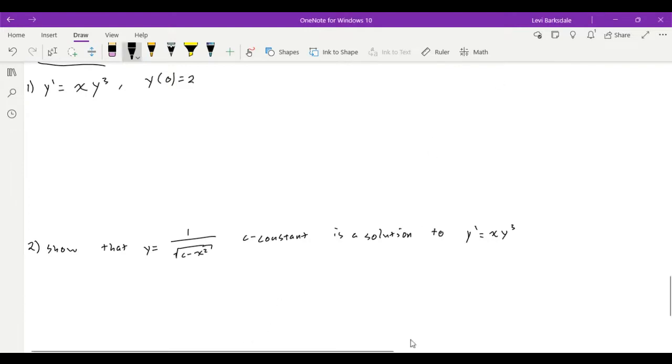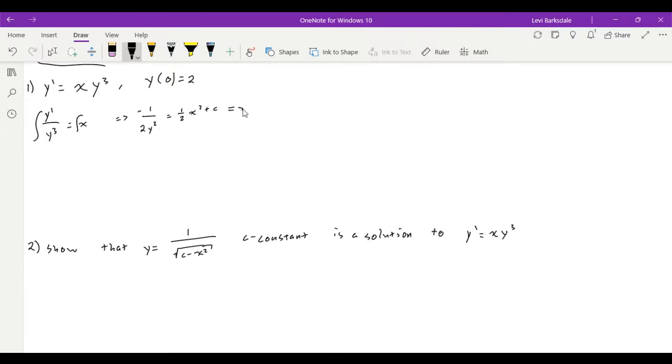All right, let's go ahead and go over these problems. So in the first one, we're going to want to separate and integrate. So in this case, we get y prime over y cubed is equal to x. And integrating both sides of this, we get that negative 1 over 2y squared is equal to 1/2 x squared plus c.